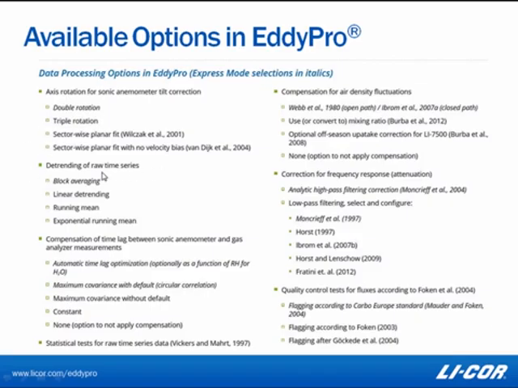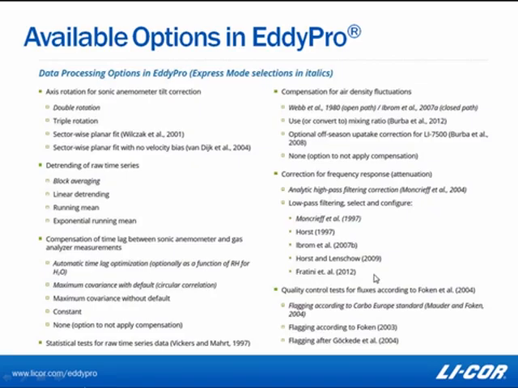You have 4 options: block averaging, linear detrending, running mean, and exponential running mean. So you have this option again. You can pick which one is more appropriate or which one you're more comfortable with. Another step in the data processing is adjusting for time lag or time delay between gas measurements and sonic measurements. EddyPro again provides you several options to choose from. So for many of the data processing steps, EddyPro gives you multiple options for each step so that you can customize the processing to your site.